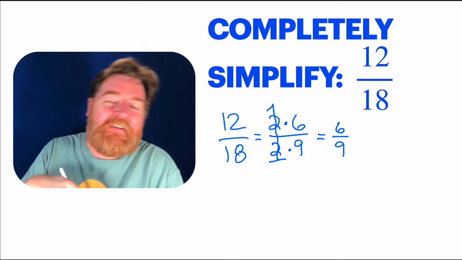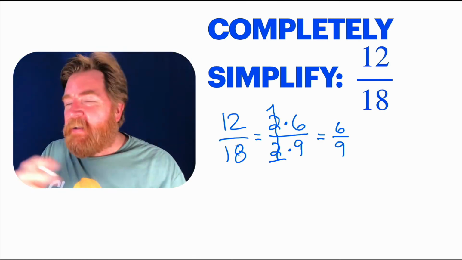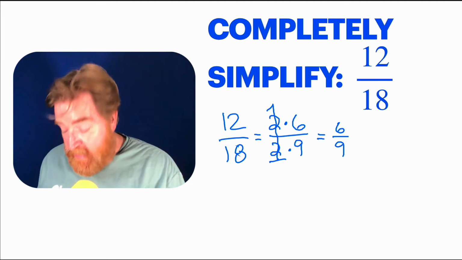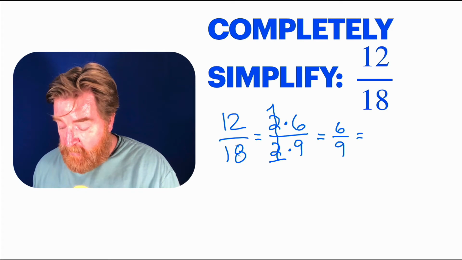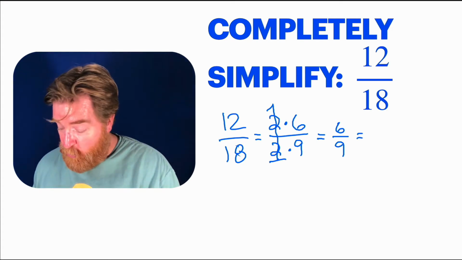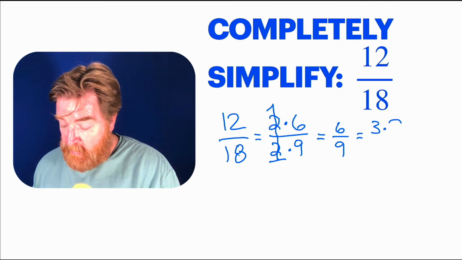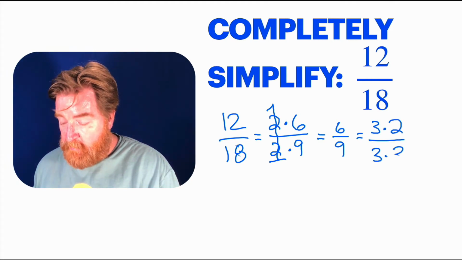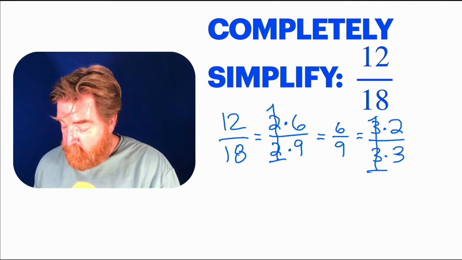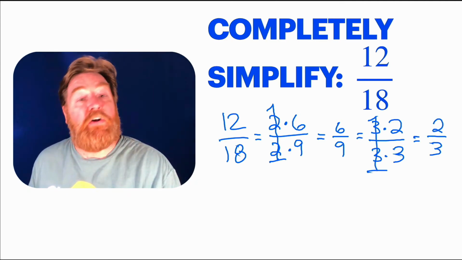Yes. Nice, yes. Good. Okay, so 6/9. 6 and 9 both share a factor of 3, don't they? 3 times 2 and 3 times 3. Here's another 1. 1 times 2/3 is 2/3.